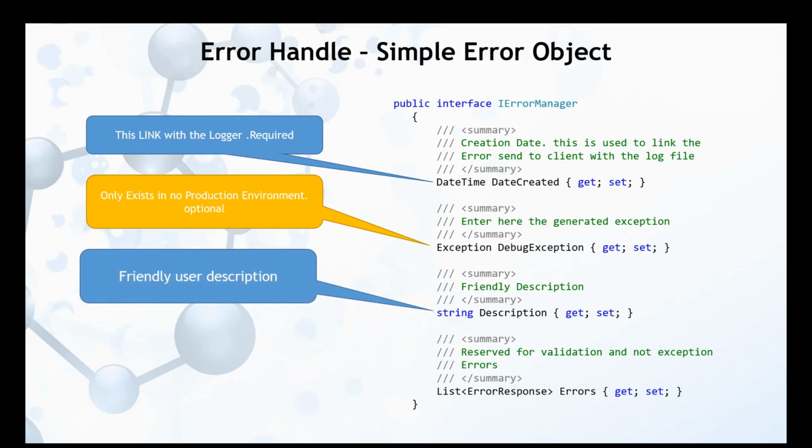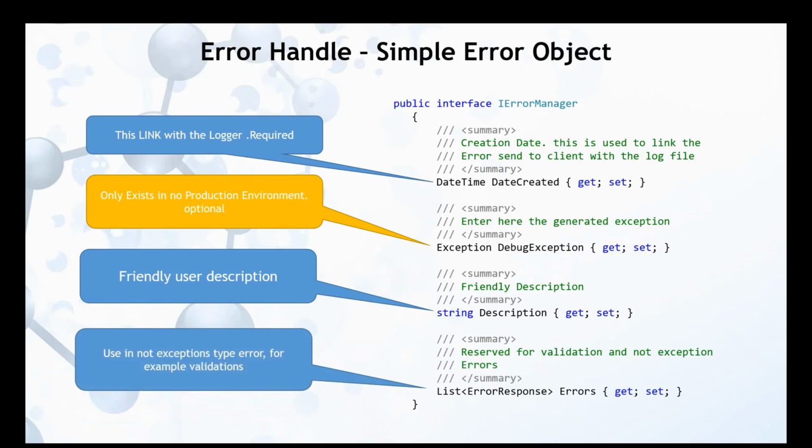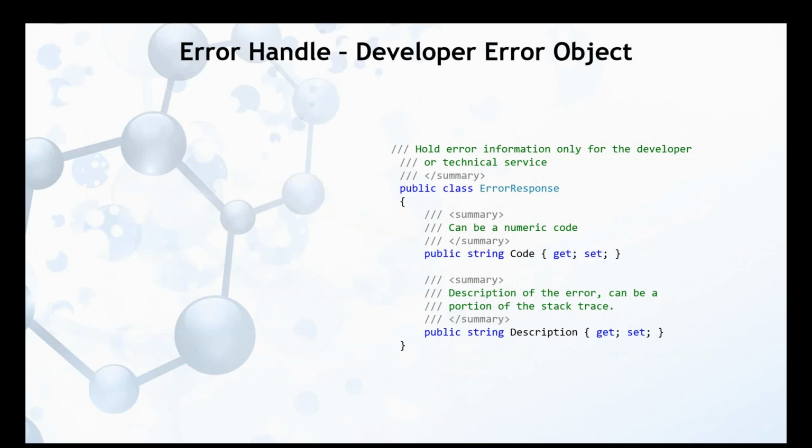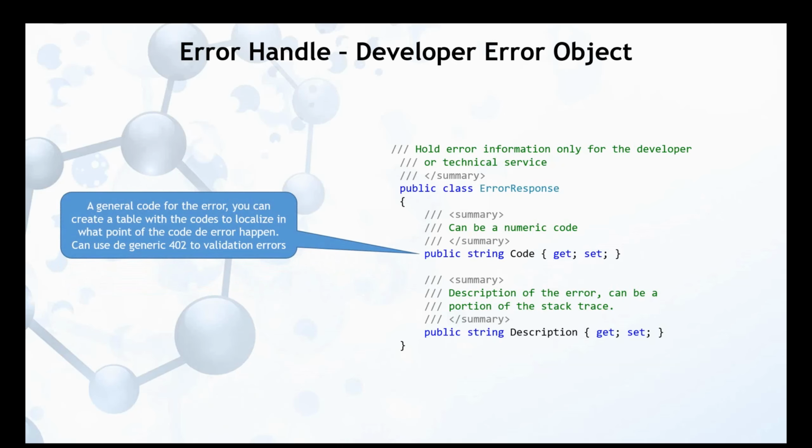The third field is a friendly description of the error that will be sent to the browser. And the last field is a list to be used when an error of type 400 happens. Here you can send a list of validation errors that happen in the code. This list can have a code to identify the error and do a rapid localization of it in the source code of the program, and a friendly description that can be used to orient the user or the programmer about the error. Let's see an implementation of this in code.